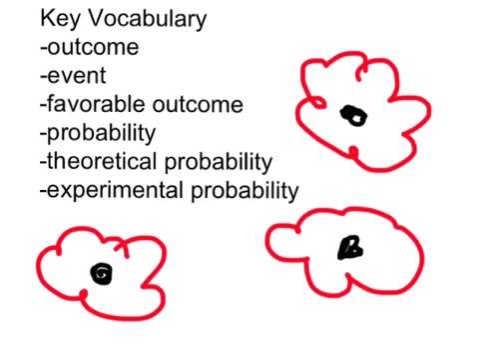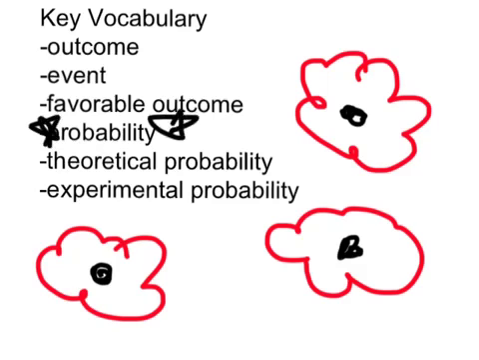Here are some key vocab words that we will be using during the duration of this Mathcast. The outcomes are the possible results when an experiment is performed. An event is a collection of outcomes from an experiment. The favorable outcome is the outcomes corresponding to a specified event. Probability itself is a number from 0 to 1 that measures the likelihood that the event will occur.